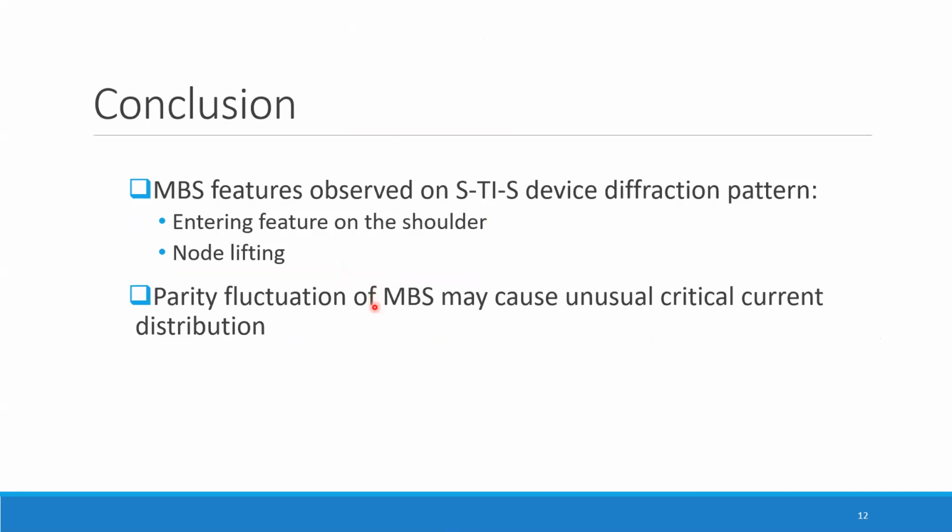So here's the conclusion. Basically, we fabricated the STIS Josephson junction device, and the measurement on the diffraction pattern of such device shows the appearance feature and non-leaking feature, which seems to confirm our model and seems to be evidence of the Majorana bound state. And we also did some measurements like the current distribution measurement, trying to figure out the parity fluctuation property of the Majorana bound state. These are really preliminary results, and we need more work and more simulation to understand the data better and to have a more conclusive conclusion.